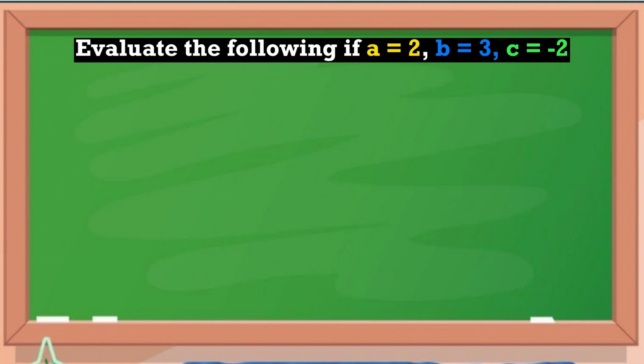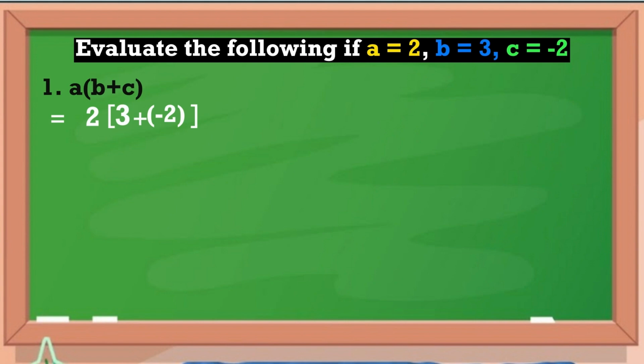So I have here, evaluate the following if A is equals to 2, B is equals to 3, C is equals to negative 2. So what if it has 3 variables? What will we do? So number 1, I have here A times the quantity of B plus C. So first, let's substitute the given variables, where A is equals to 2, B for 3, and C for negative 2. So it will be 2 times the quantity of 3 plus negative 2.